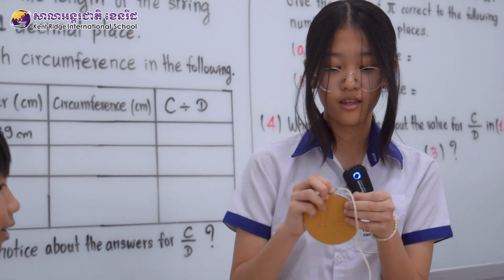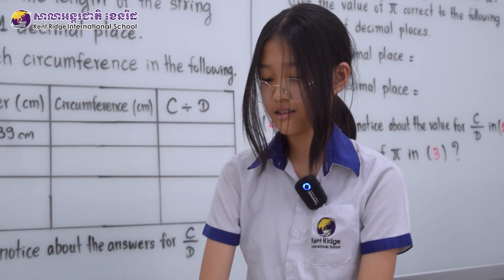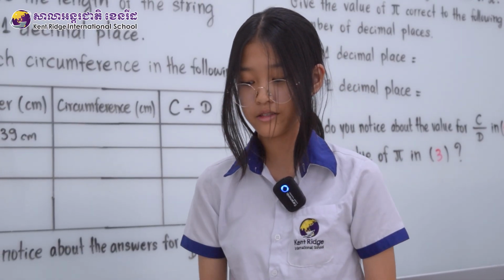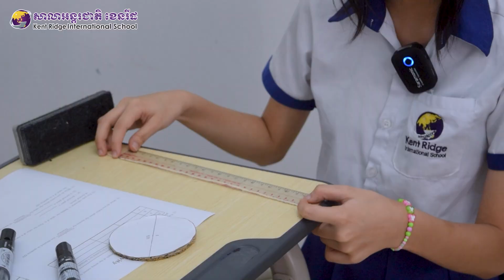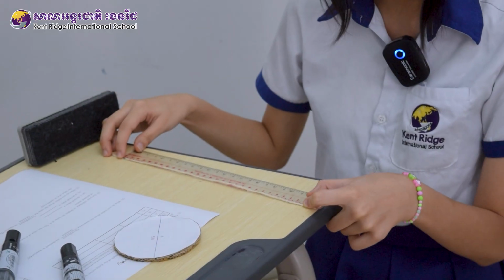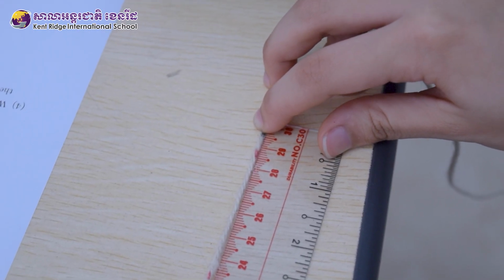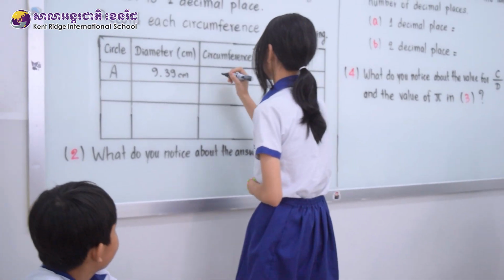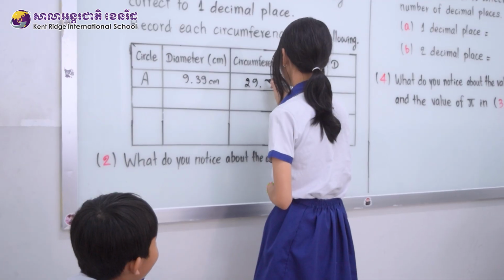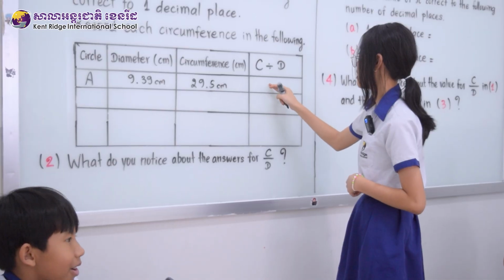After measuring and going around it, we're gonna make a mark, and now we're gonna measure it using the same ruler we just used. We're gonna use the edge of the string, and we're gonna put it at the 0 centimeter, and at the end, it's 29.5. Now after finding it, its circumference is 29.5 centimeter.